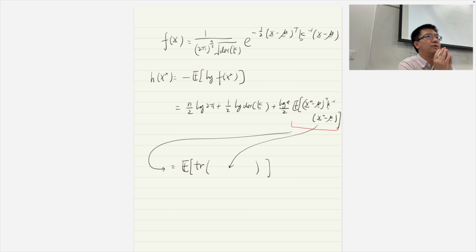What is a trace? Okay, very good. Let's write it somewhere. Maybe I'll write it on the next page and then we'll go back. The trace of a matrix is as follows. For example, let's assume a matrix is like A11 up to A1n.